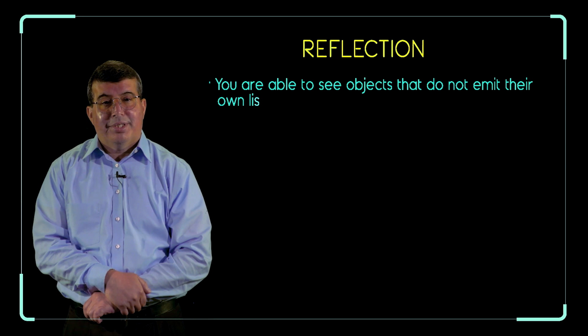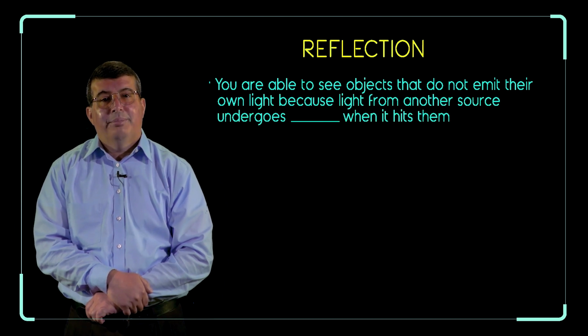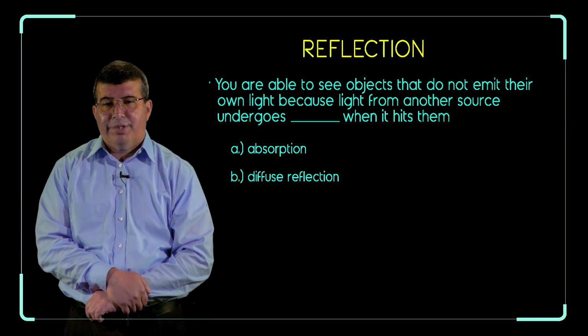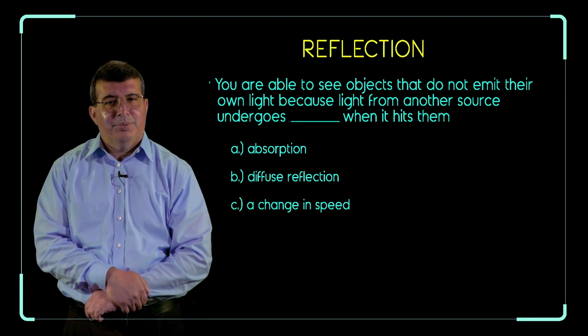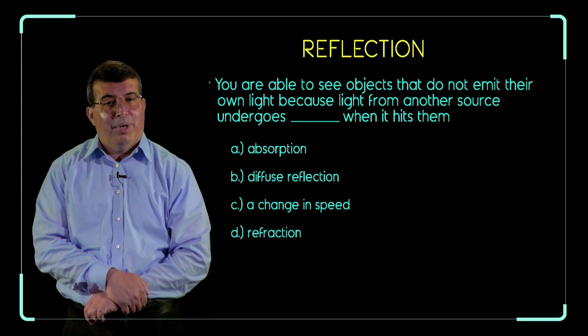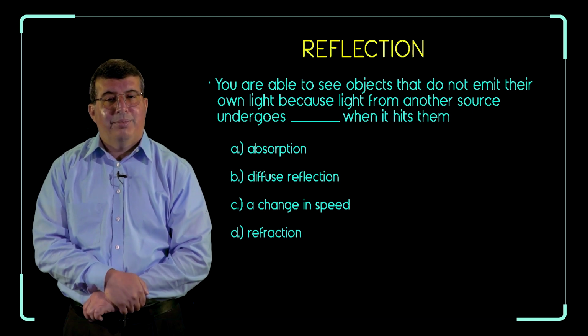Next question. You are able to see objects that do not emit their own light because light from another source undergoes A, absorption, B, diffuse reflection, C, a change in speed, or D, refraction when it hits them. So please pause, think about it, and hit play when you're ready.